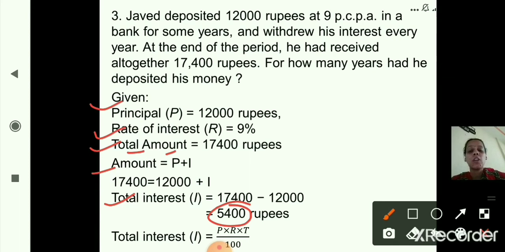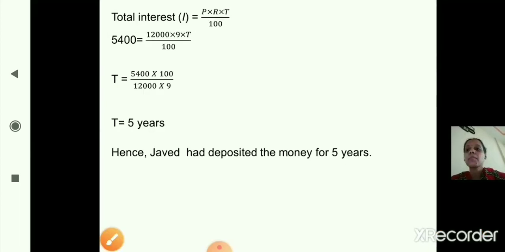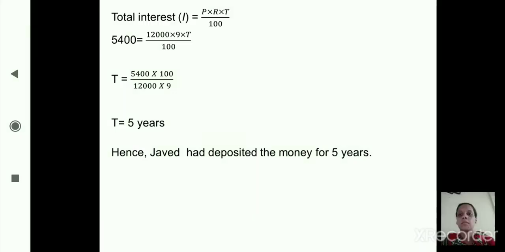Now as we got interest 5,400 rupees, principal is given, and rate of interest is given, we can use the formula total interest is equal to P into R into T upon 100, and we can calculate the time period, that is T. Now see this: total interest I is equal to P into R into T upon 100, where I we got as 5,400, P is given in the question as 12,000, and R is given, that is 9. So we will find T now, that is time.